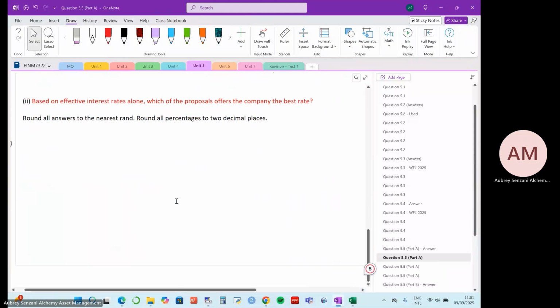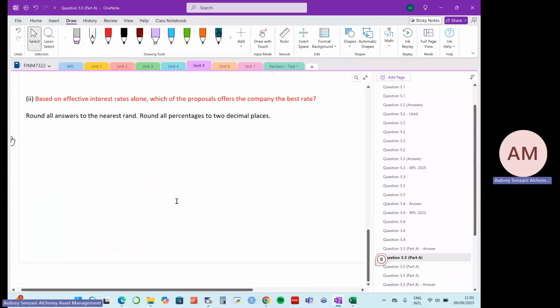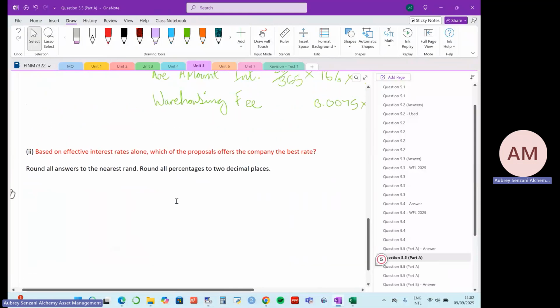So, part B of this question, they're saying based on effective interest rates alone, which of the proposals offers the company the best rate? Okay. So to calculate this, remember we need to compare apples with apples, isn't it? So we then have to get the effective interest rates for all of these proposed companies, isn't it?